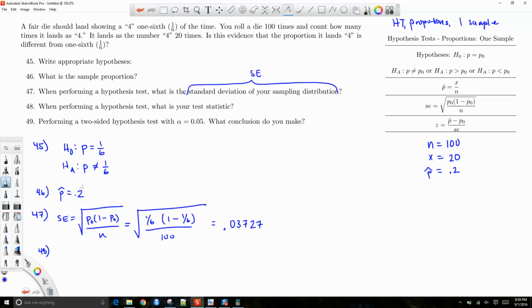When performing a hypothesis test, what is your test statistic? In this case, we're going to do p hat minus p0 over our standard error. Our p hat is 0.2, our p0 is 1/6, and we're going to divide this by 0.03727. I get a z-score of 0.89.